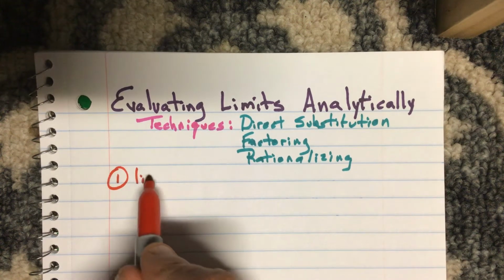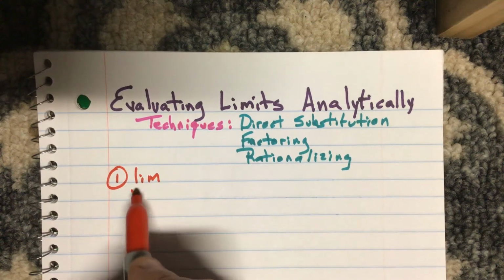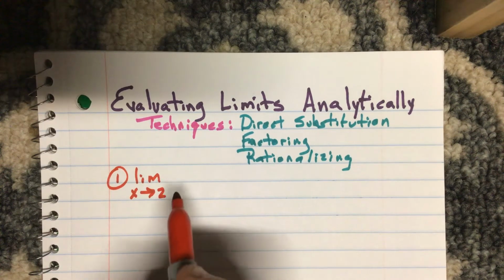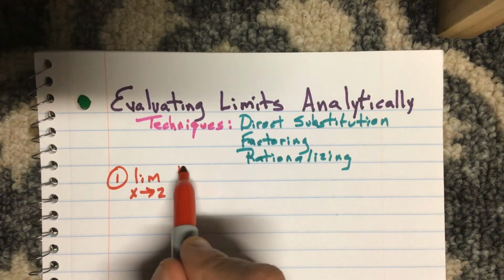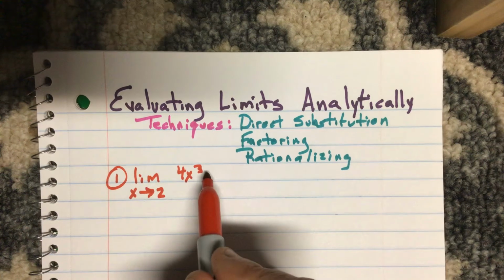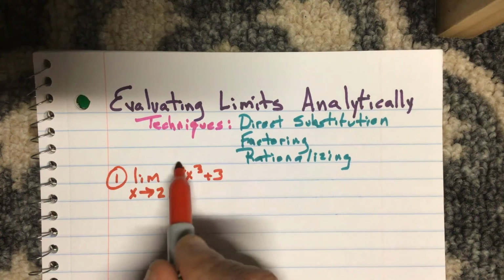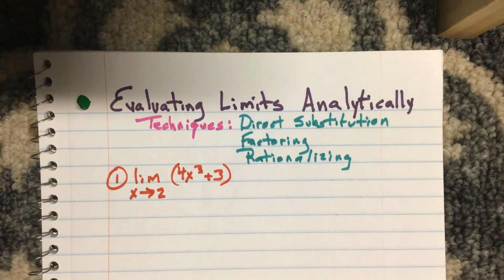Here's an example. The limit as x approaches 2 of 4x to the third plus 3. This is called direct substitution. Because this is a polynomial function, there are no breaks in the graph. Another way of saying that is that it's a continuous function. You can simply plug the 2 in and calculate it, and that'll find the limit.